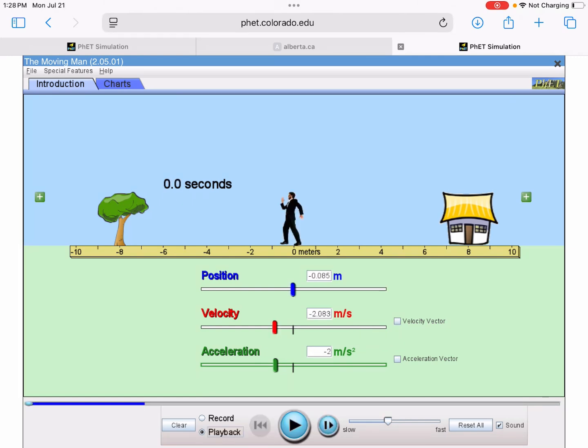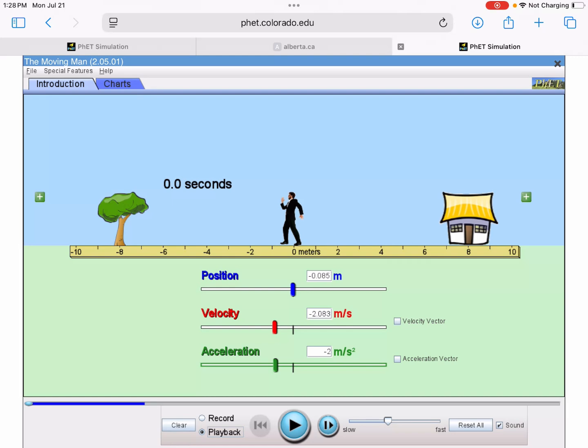Okay, let's start off a slightly more complicated situation. So now he is already moving. Okay, I've paused time, that's why he's not moving, but you can see he's moving to the left there at a velocity of -2 meters per second. Okay, so he's already moving. Now, look at the acceleration in green. His acceleration is -2 meters per second squared.